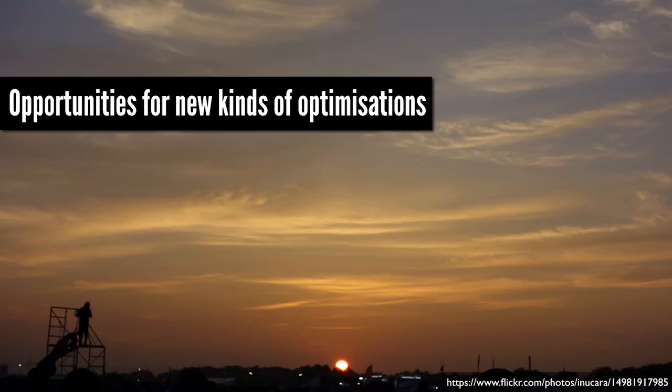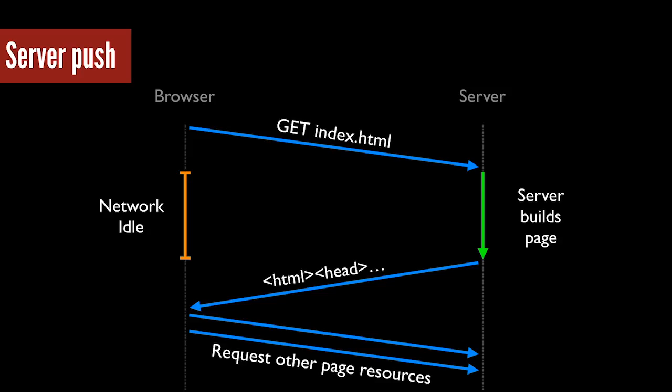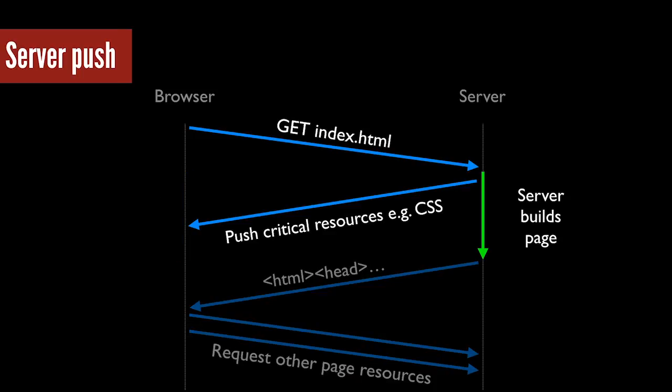So H2 also gives us some new opportunities for optimizations. The first one of these is server push. At the moment, when we request a page from a web server, the network sits idle while the web server creates the page and then sends it back to us. But often that web server has some idea of what other resources need to go with that page, what CSS we want, what JavaScript we want.